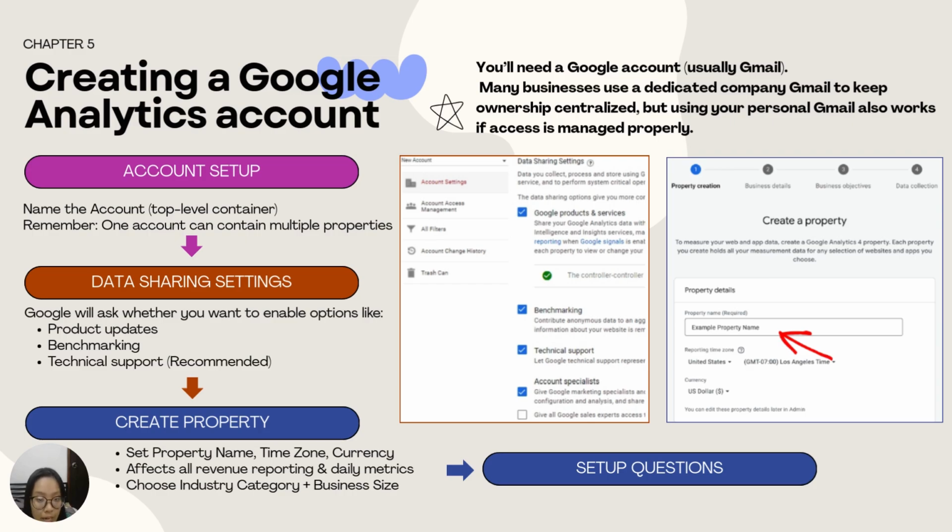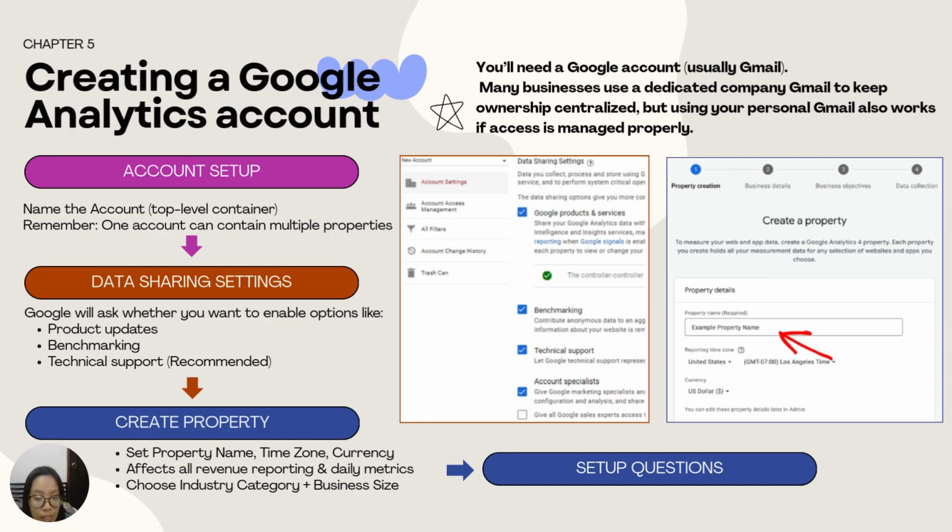This is where the actual data lives. At this stage, you choose the name of the property, the reporting time zone, and the currency. These matter because they affect the revenue reporting, daily metrics, and cross platform comparison. For example, this account operates in Los Angeles. In my example, the owner of the website set the time zone to LA and the currency to USD, but you can adjust based on your business location.